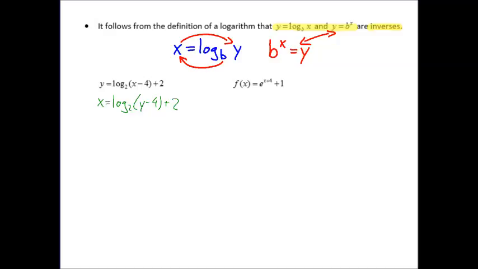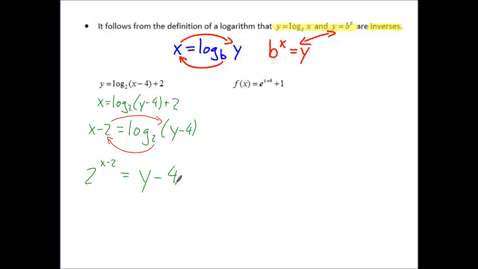And in order to now use that cyclical pattern to rewrite the expression, I have to isolate the logarithmic term here. In other words, I'm going to subtract 2 on both sides to get x minus 2 is equal to log base 2 of y minus 4. And now 2 to the power of x minus 2 is equal to y minus 4 is our pattern, and that's exactly what we get.